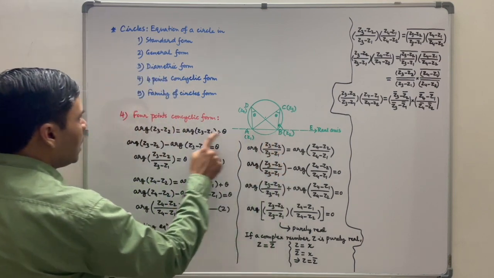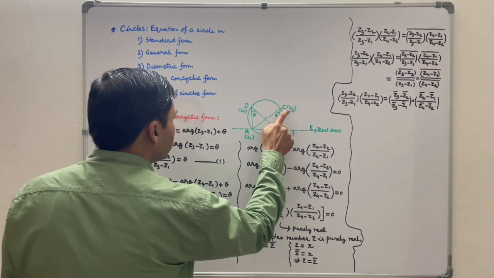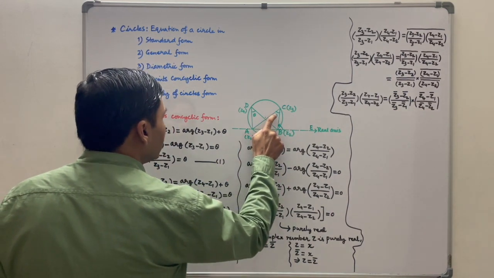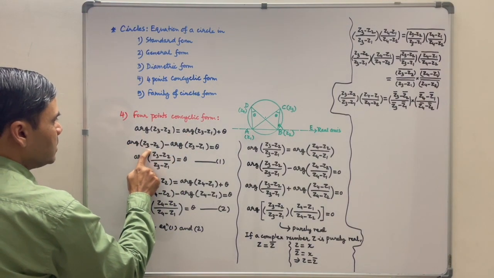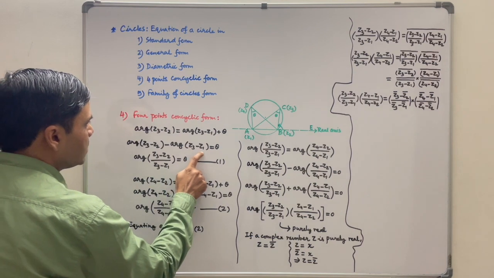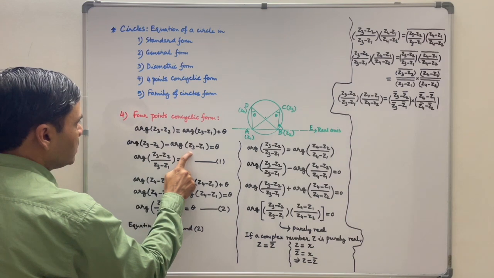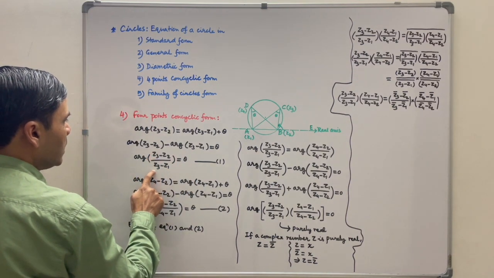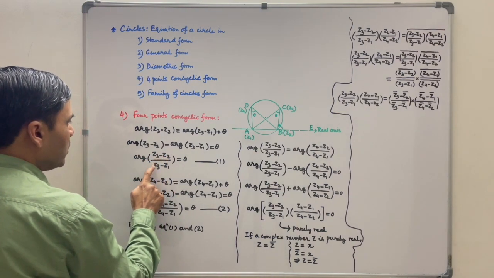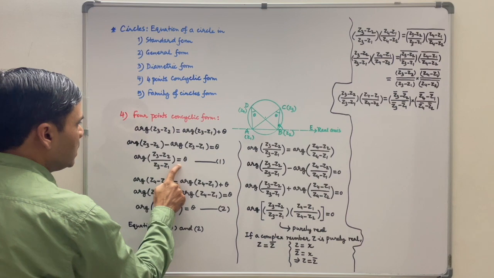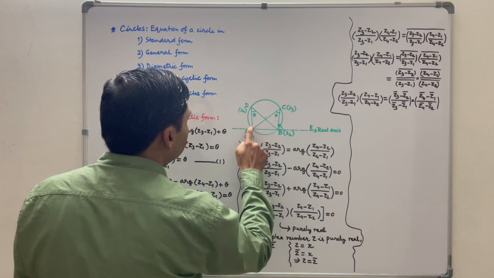So we can write argument of Z3 minus Z2 is equal to argument of Z3 minus Z1 plus angle theta. Now change the sides. We can write argument of Z3 minus Z2 minus argument of Z3 minus Z1 is equal to theta. Argument of x minus argument of y is equal to argument of x by y using the argument property. So argument of (Z3 minus Z2) upon (Z3 minus Z1) is equal to theta. This is equation number 1. Now consider triangle ABD.